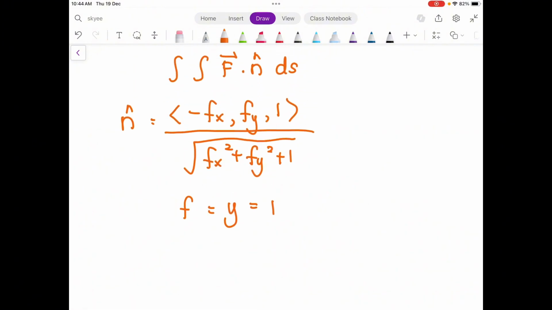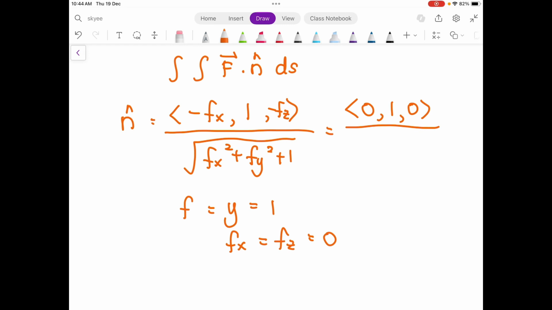So which one should I modify? I should modify this part and make it 1. And then this part is going to be negative fz. So fx and fz will both be 0. So it turns out you have 0, 1, 0. Am I right?